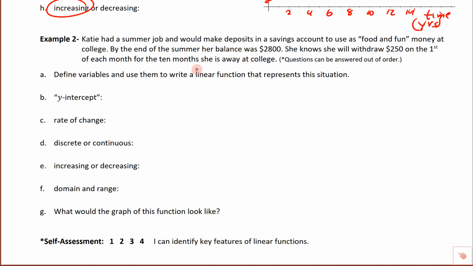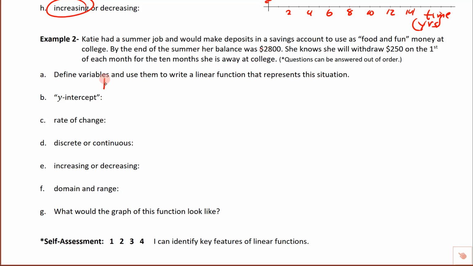Again, any order you want is fine here, but let's see if we can go through and answer these. It says define variables and use them to write a linear function that represents this situation. Well, what's going on here is she's got this money in her account. We really don't care what happened in the deposits in the summer. What we care is that the account when she left for school is $2,800, and then on the first of every month, she's going to take out $250. So her balance, the money in her account, is going to go down every single month. And when we're talking about measuring things in months, that's going to be a time, and the more time goes by, the lower that balance is.